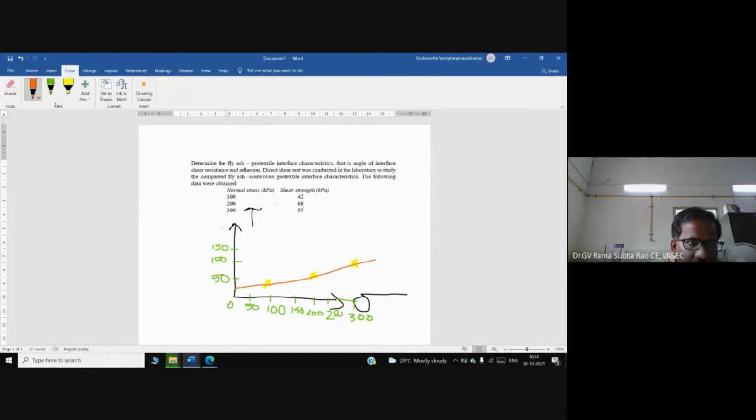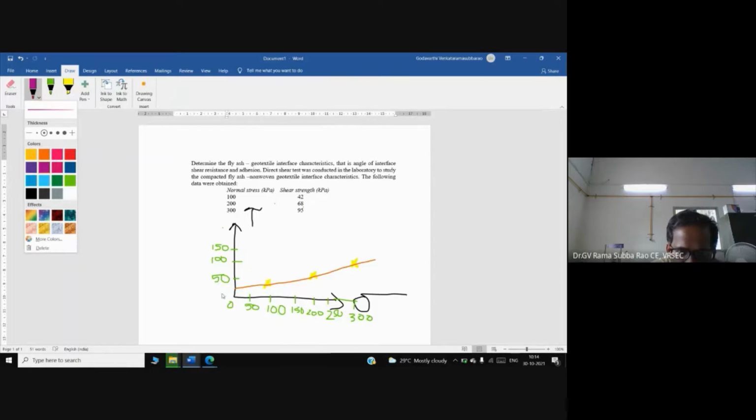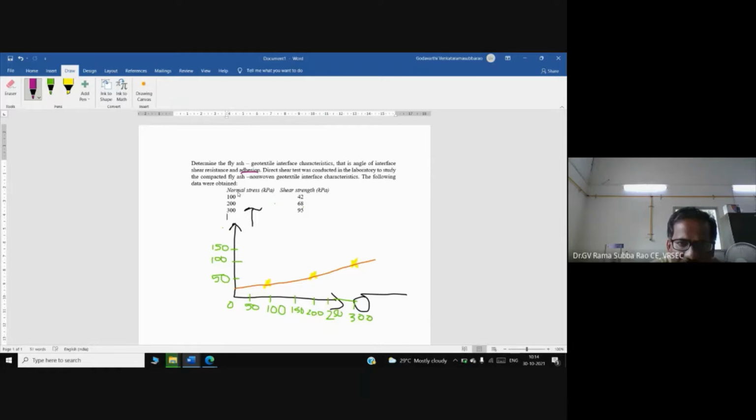Now it's very interesting to discuss adhesion, because here we have two dissimilar materials. One is fly ash, another one is geotextile. So here you see the intercept on the y-axis. This is undoubtedly adhesion. I want to designate it with CA. Now, this angle of slope.